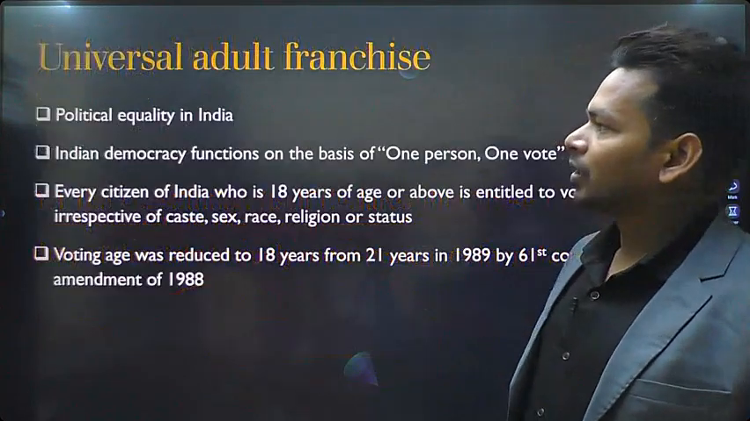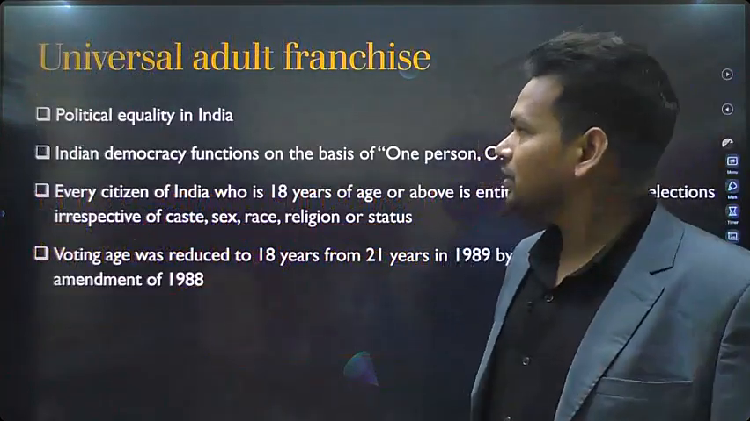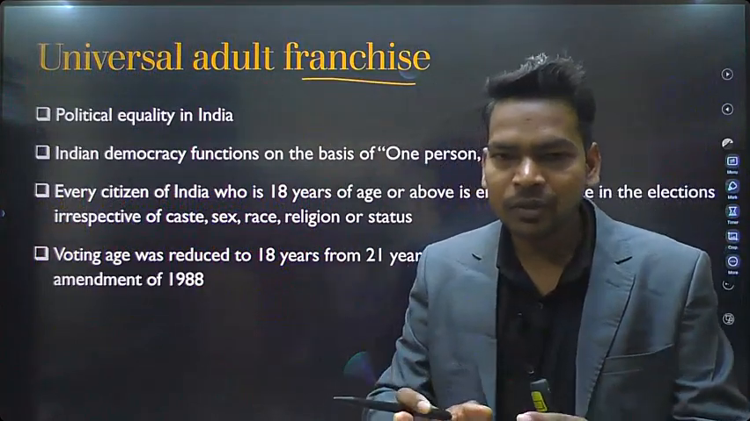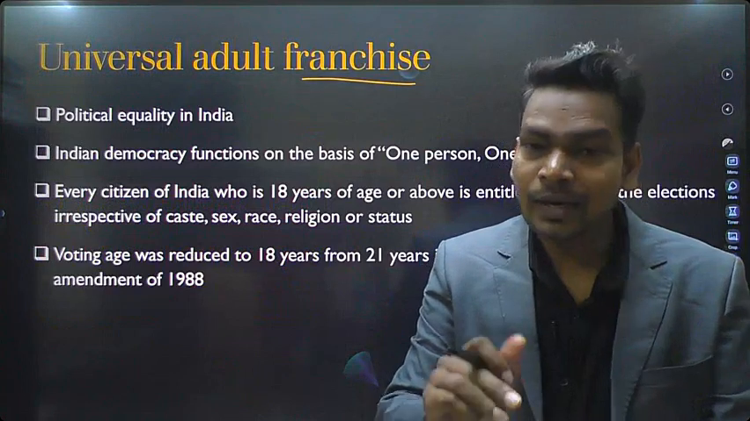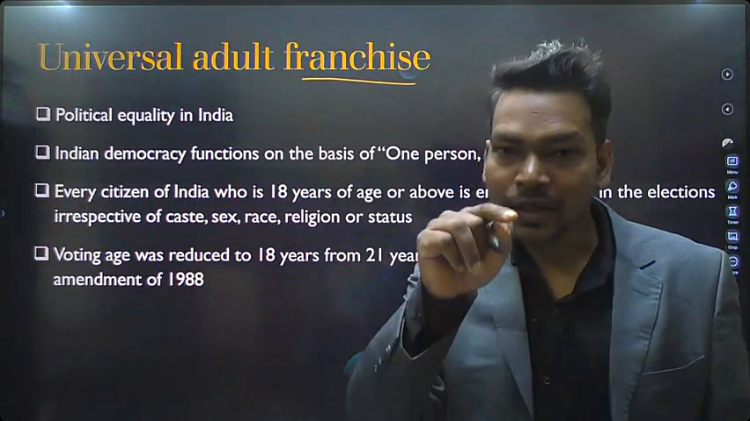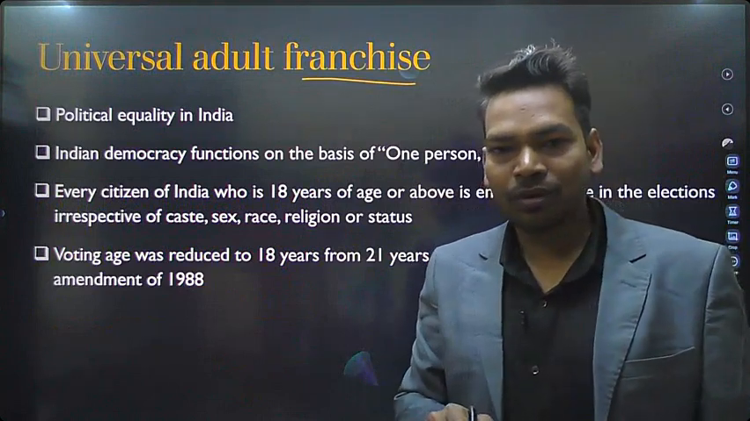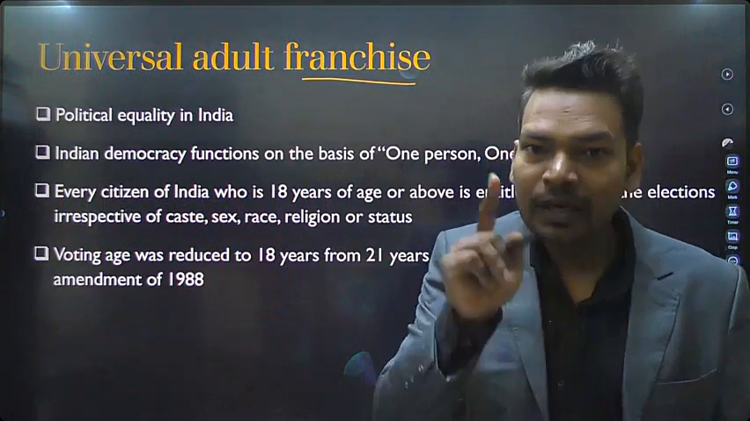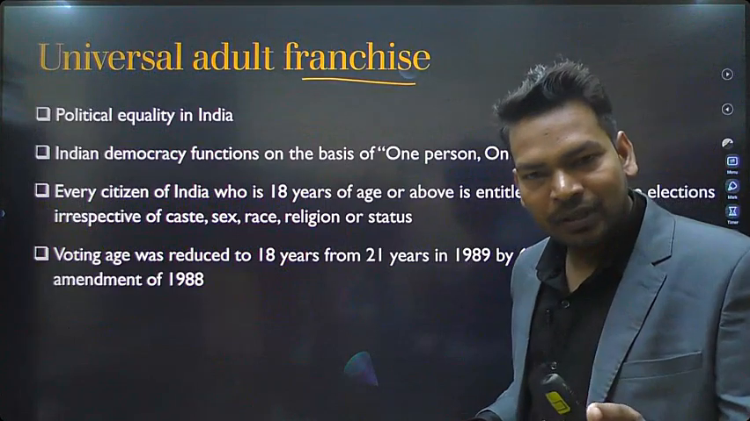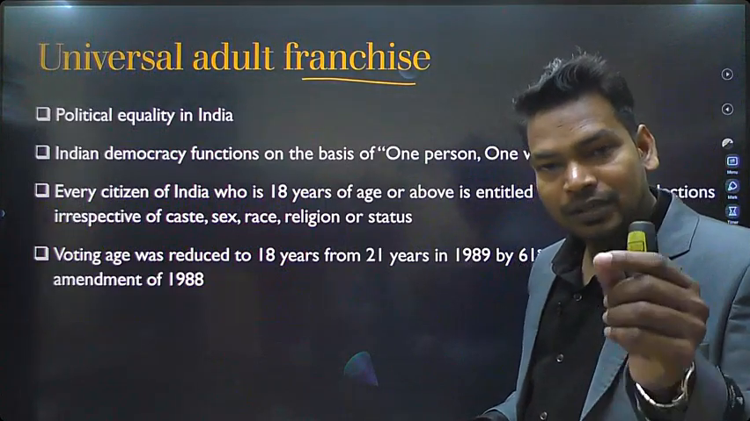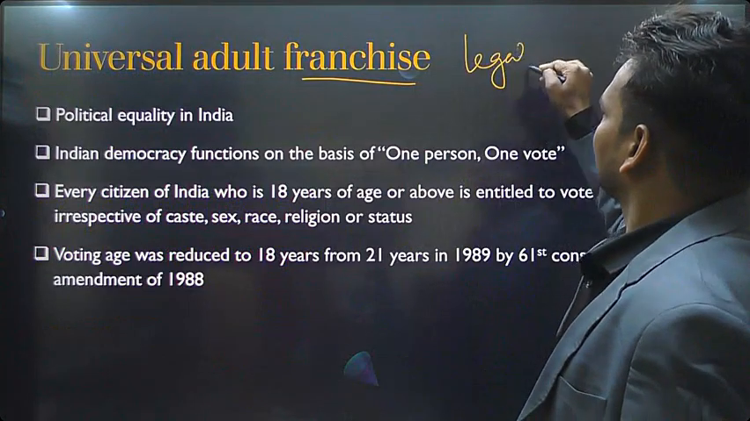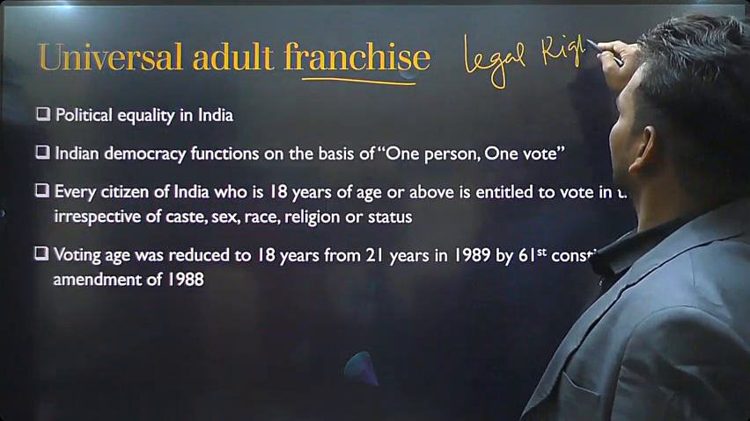Now, the next feature is universal adult franchise. Universal adult franchise means you have the right to vote, and the right to vote is not a fundamental right. It's not mentioned in the Constitution as such, but it is given by the law. So the right to vote is a legal right, not a fundamental right.